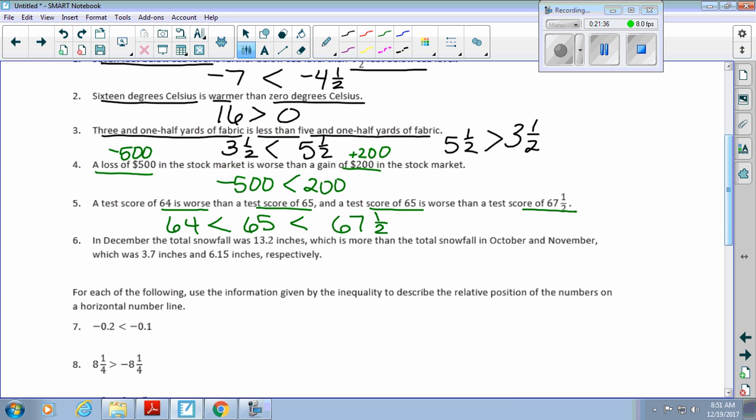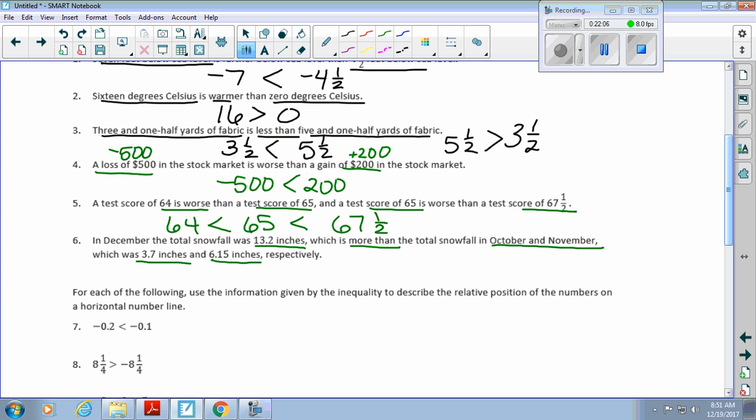Number 6, in December, the total snowfall was 13.2 inches, which is more than the total snowfall in October and November, which was 3.7 and 6.15 inches, respectively. What do I have to do with these 2 numbers down here, the 3.7 and the 6.15? What do I have to do with those numbers? Did anyone just write an inequality with the 3 numbers? Did anyone do that?